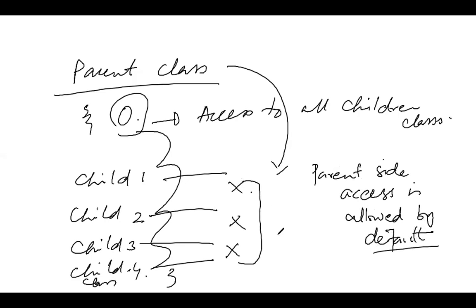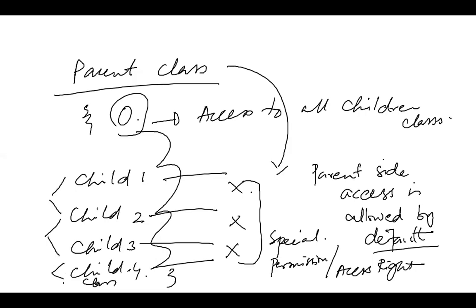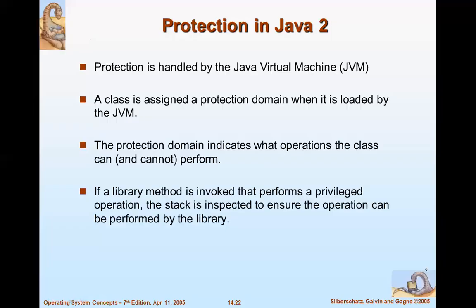But you have special permission, or you can say the access right, if you want to access child class 3 from 4, child class 2 from 3, child class 1 from 4, child class 4 from 1. So if you want to provide accessibility between these child classes, then you have to perform that specific rights operation. So the protection domain indicates what operations the class can and cannot perform.